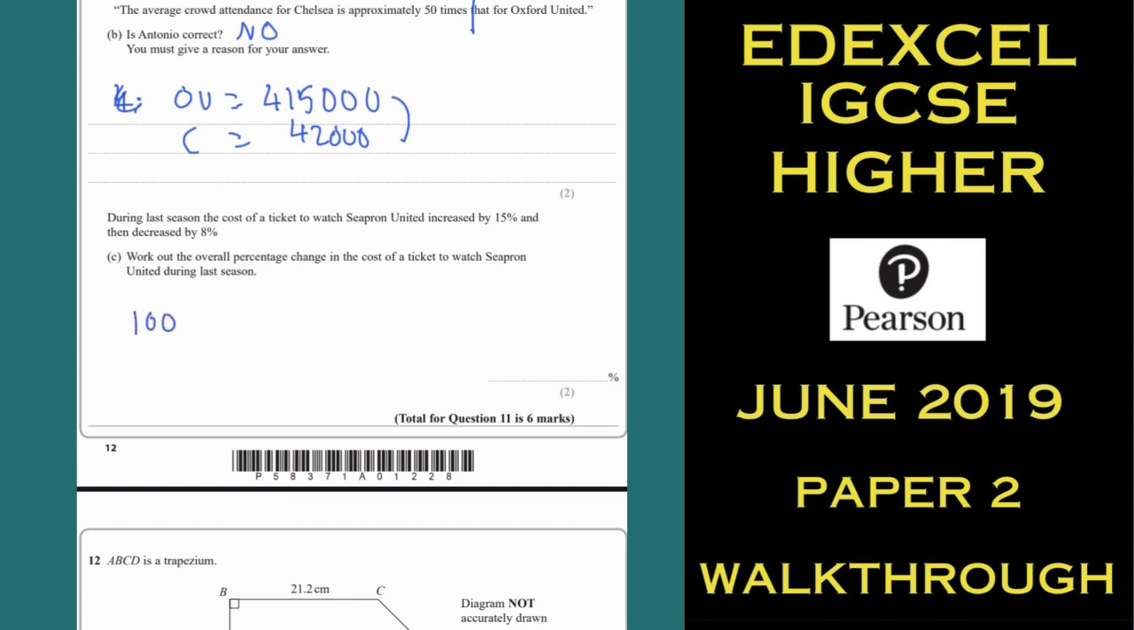If something increases by 15%, write down your multiplier. If it decreases by 8%, write down your multiplier. It gives us 105.8. So let's say it was in pounds. £100 has become £105.80. Or in other words, it's a 5.8% increase.